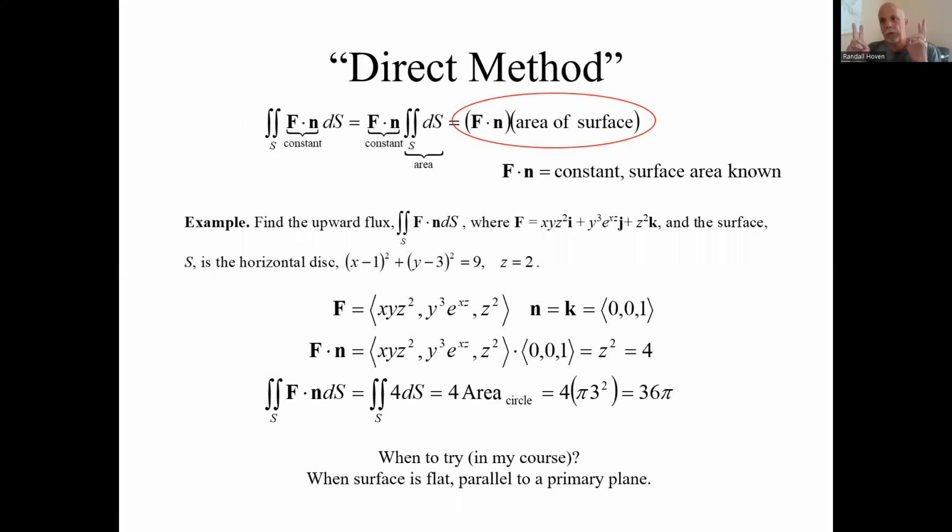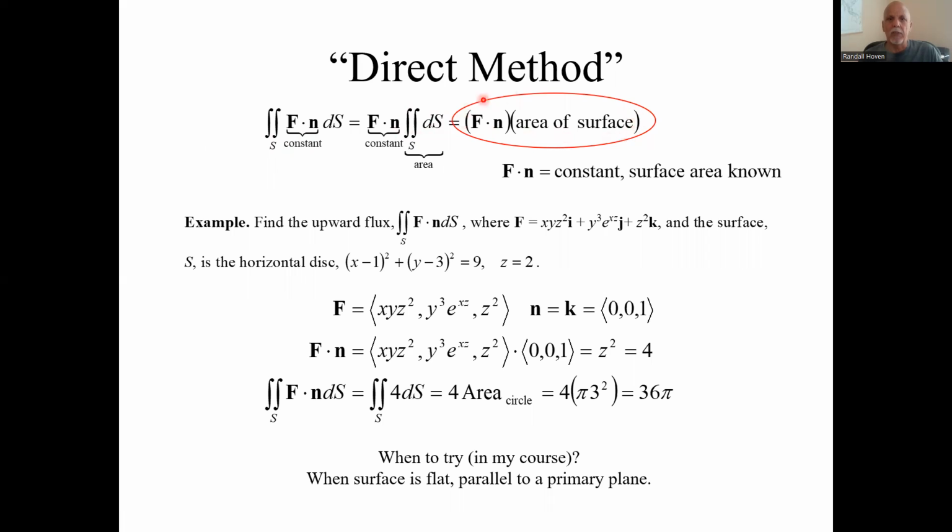Let me quickly go through two other methods that might be used. Let's go back to the original definition of a flux. What if f dot n is a constant? Then you could pull it out. And if you know the area of the whole surface, you don't even have to take this integral if you already know the area.